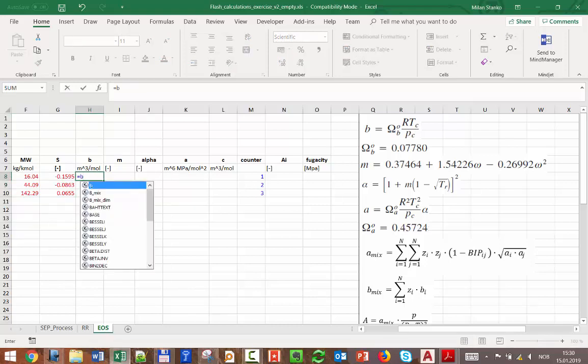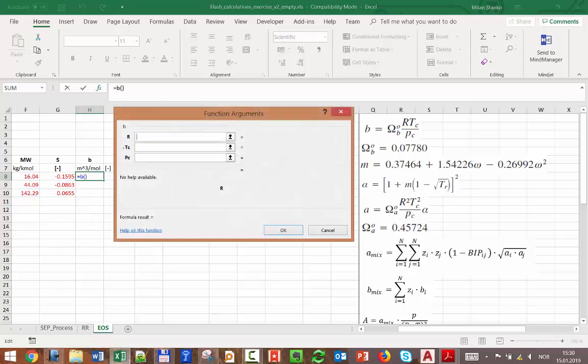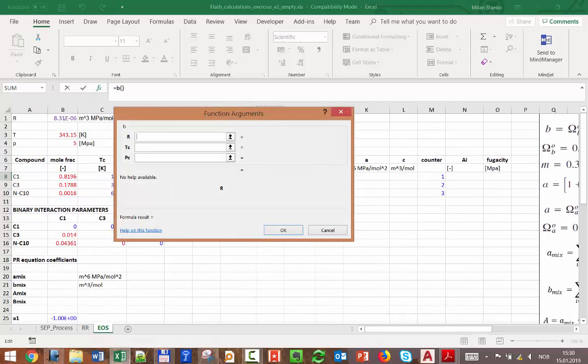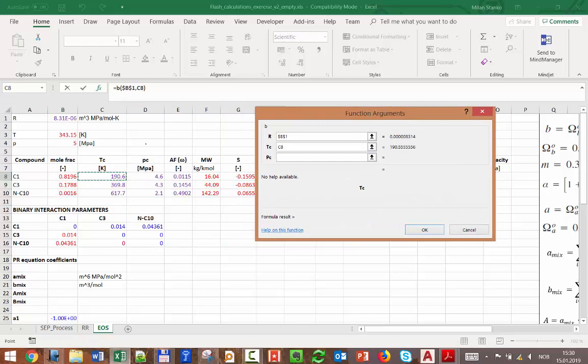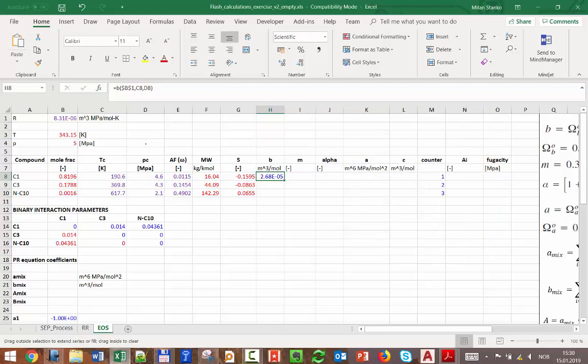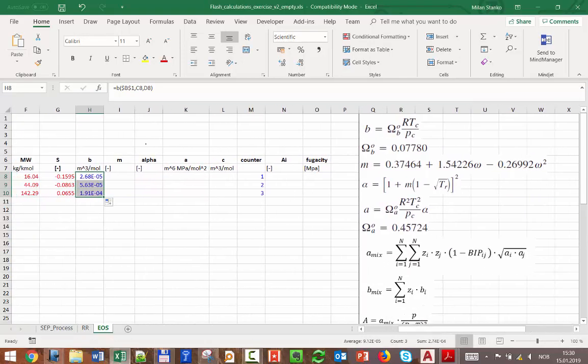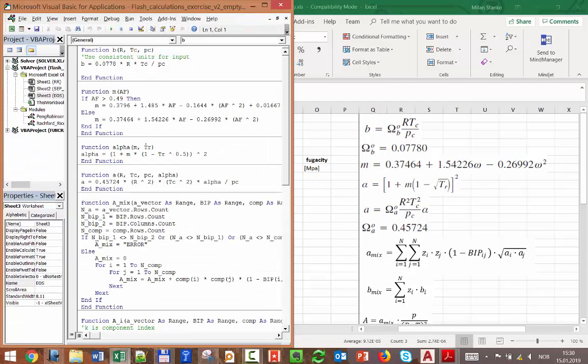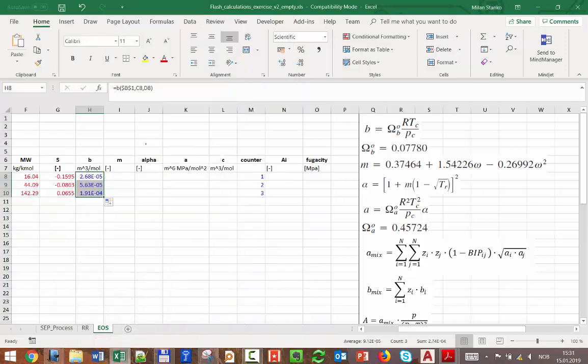B will use the universal gas constant, which I have to block, TC of that component, which I have to block, and PC of that component, which I don't have to block because I drag it down. And if we see the equation behind it, to be sure, it should be the equation for B of Peng Robinson: 0.0778 times R TC divided by PC. Don't fall asleep yet, I still have a lot of things to fill.